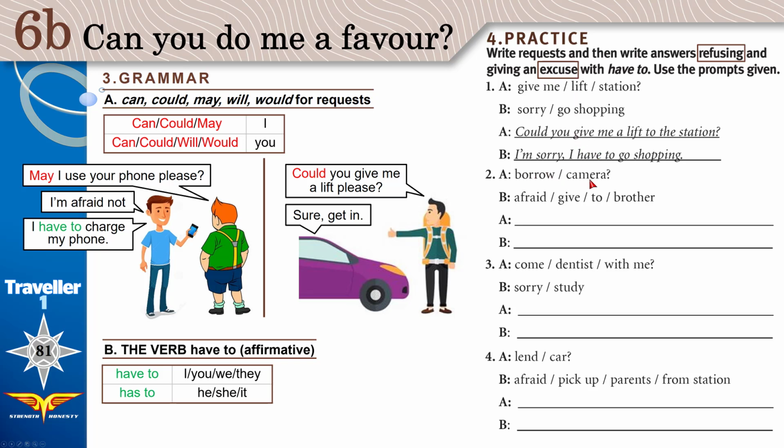2. Borrow camera. You want to borrow somebody's camera. Use I. If you use I, you use any of these verbs. Can I borrow your camera? Could I, may I borrow your camera? Use afraid, like here. I'm afraid not. I have to give it to my brother. When you use have to with I, you don't say has to, no, you say have to. I have to give it to my brother.